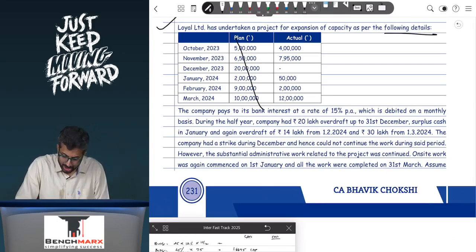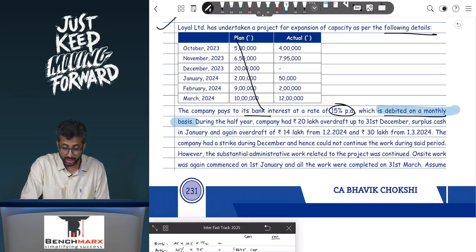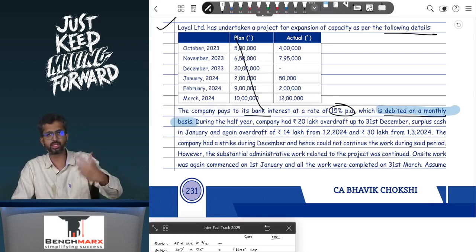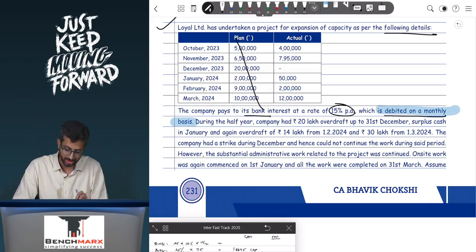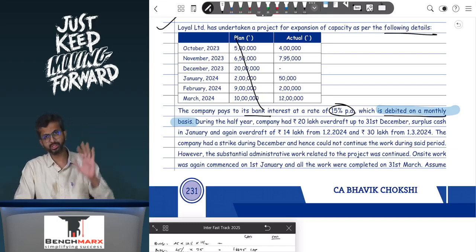The company pays to its bank interest at the rate of 15% per annum, which is debited on a monthly basis. This is a problem. Debited on a monthly basis, which means the entry for interest will be passed on a monthly basis, and hence capitalization, if any, will also happen on a monthly basis, which was not there in the earlier problems. We are passing entry at the end of the year.